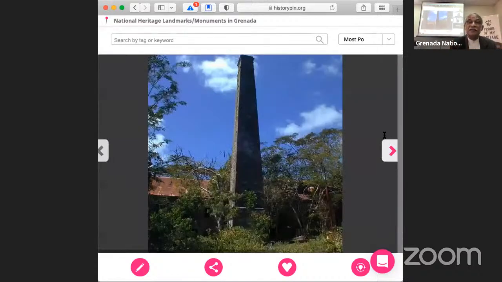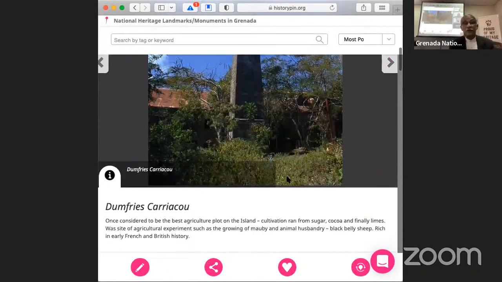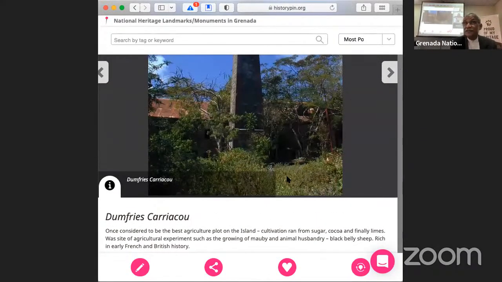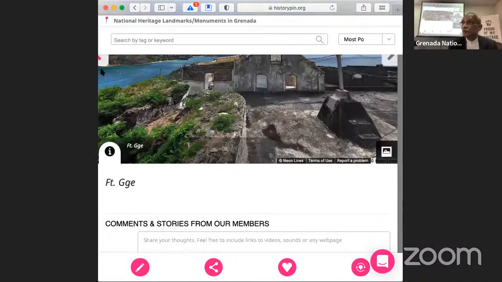So when we are gathering data, this is Dumfries in Carriacou. We can't leave Carriacou out, right? It's the same information that's in the Gazette, but you attach a photo and a little buzz, and now you have something that people want to watch. I can get school kids to watch this, but I cannot get them to read the Gazette.